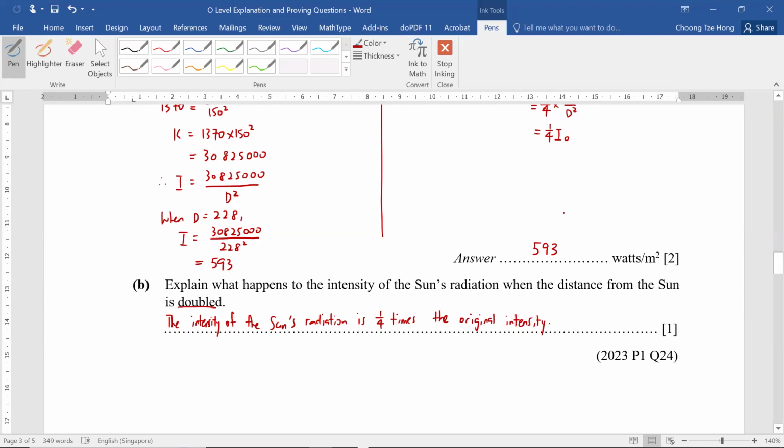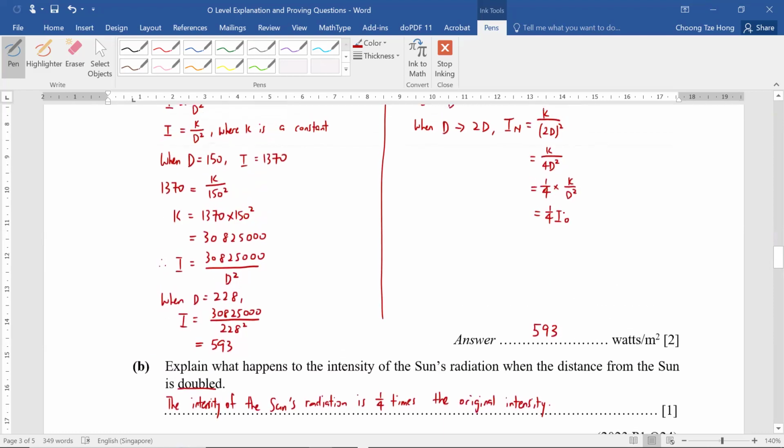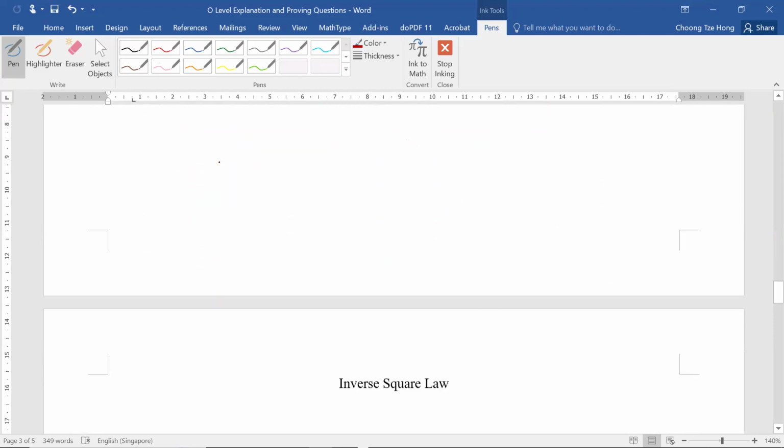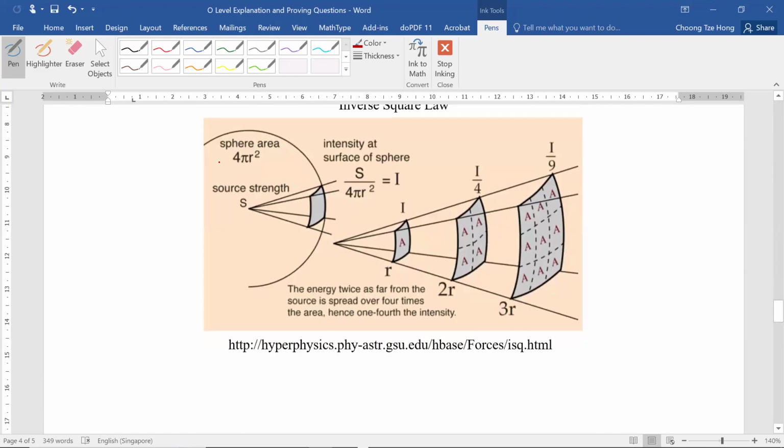Actually, this relationship is a rather famous one in physics, in the world of science. It's called the inverse square law. So how does the inverse square law work? It works for any form of radiation that radiates out in all directions. The intensity of that radiation is going to follow the inverse square law.